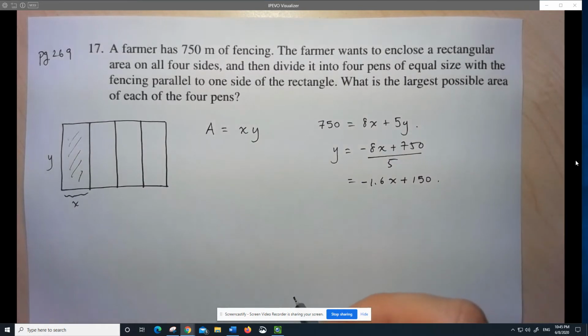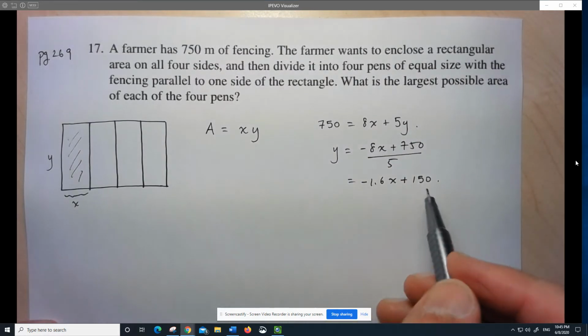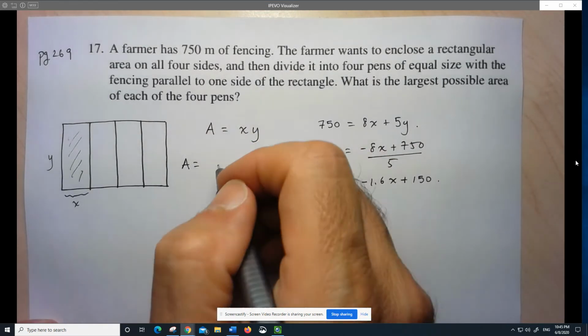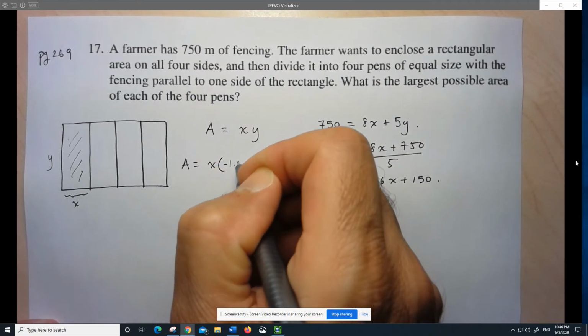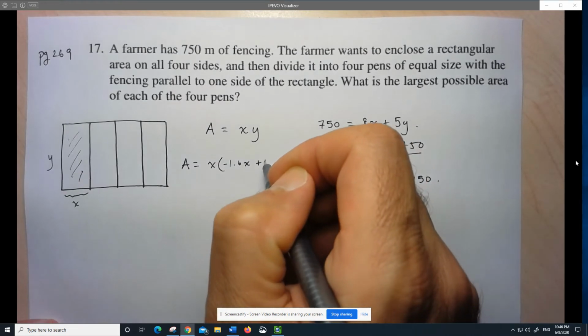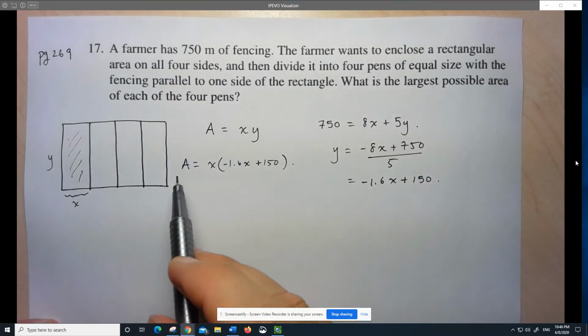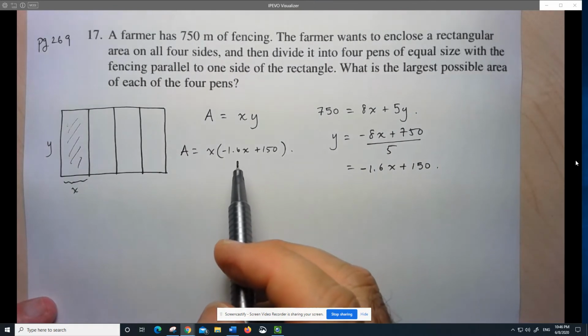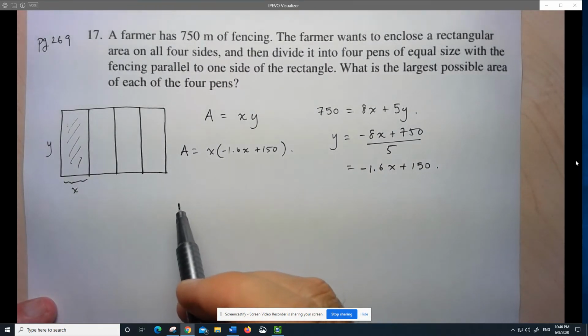All right. So now that I have y written in terms of x, I can now rewrite my area function as A equals x times negative 1.6x plus 150. And this is the function that I'm going to be optimizing. Now, it's a very easy one to optimize because it's just a quadratic.